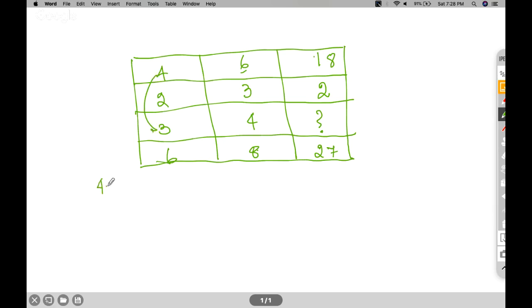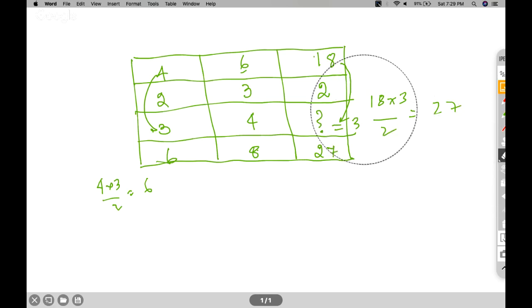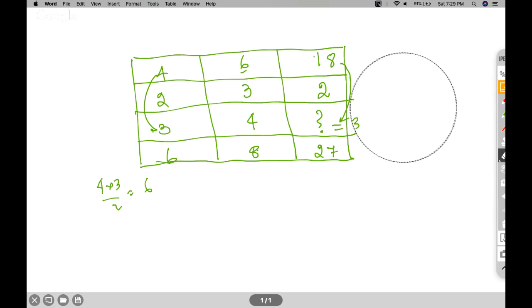4 into 3 divided by 2 is 6. So here it would be 18 into 3 divided by 2 is 27. So that's how you can write this is 3. So anything you can write, 9 into 2 is 18 and 9 into 3 is 27. That is also correct. So anything you can do like that.